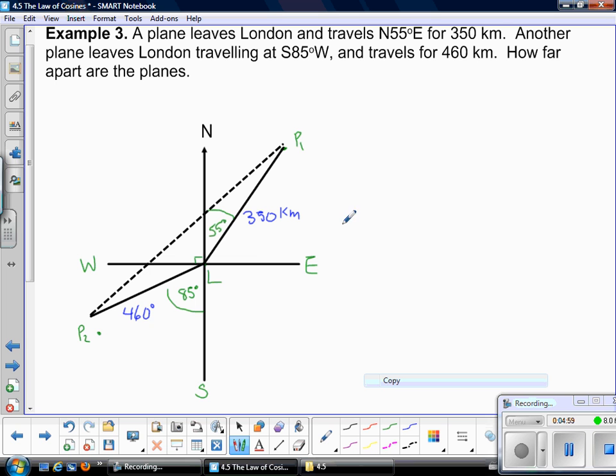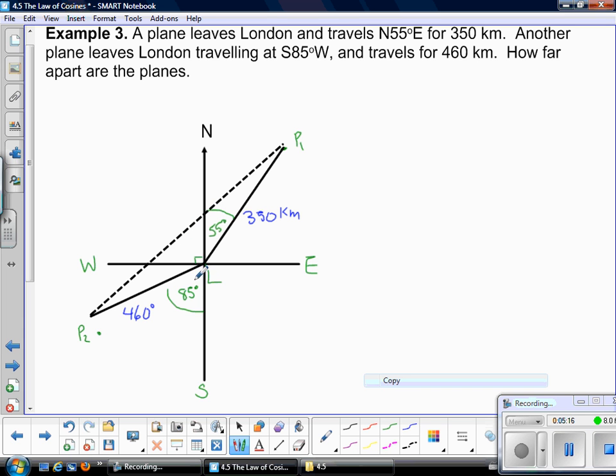So I have two sides. They want me to find the third side, the L side. But the thing is, do I have the angle in between these two? Well, let's take a close look here. This is 55.